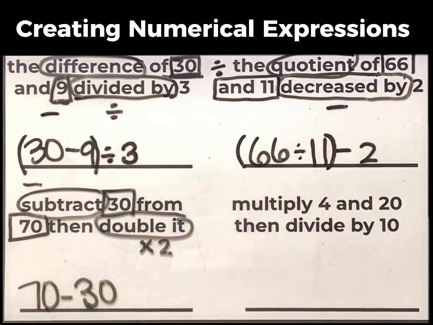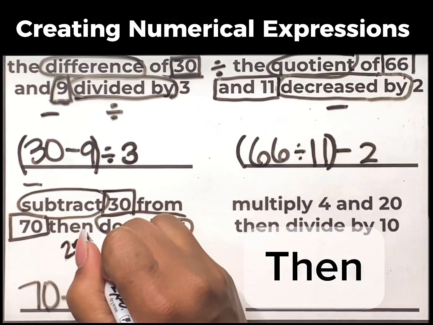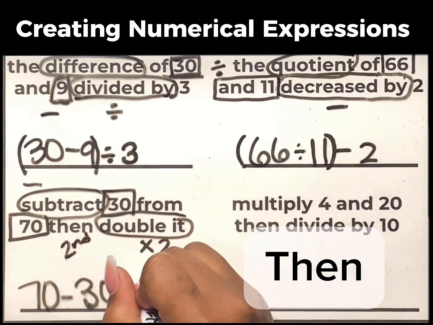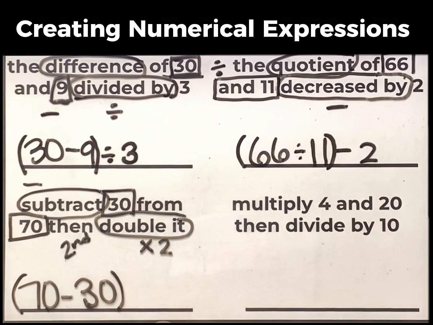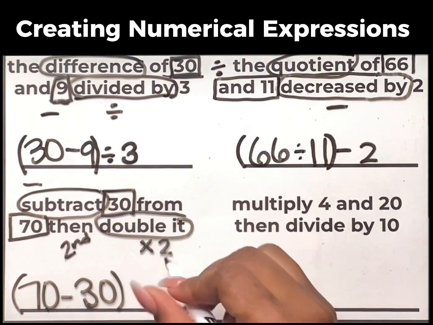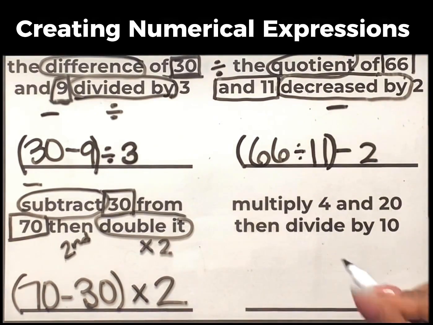70 minus 30, then that means I'm going to do that first, which means I know I need to go ahead and put grouping symbols around 70 minus 30, right? Because I want to do that first. Then double it. So then multiply by 2.